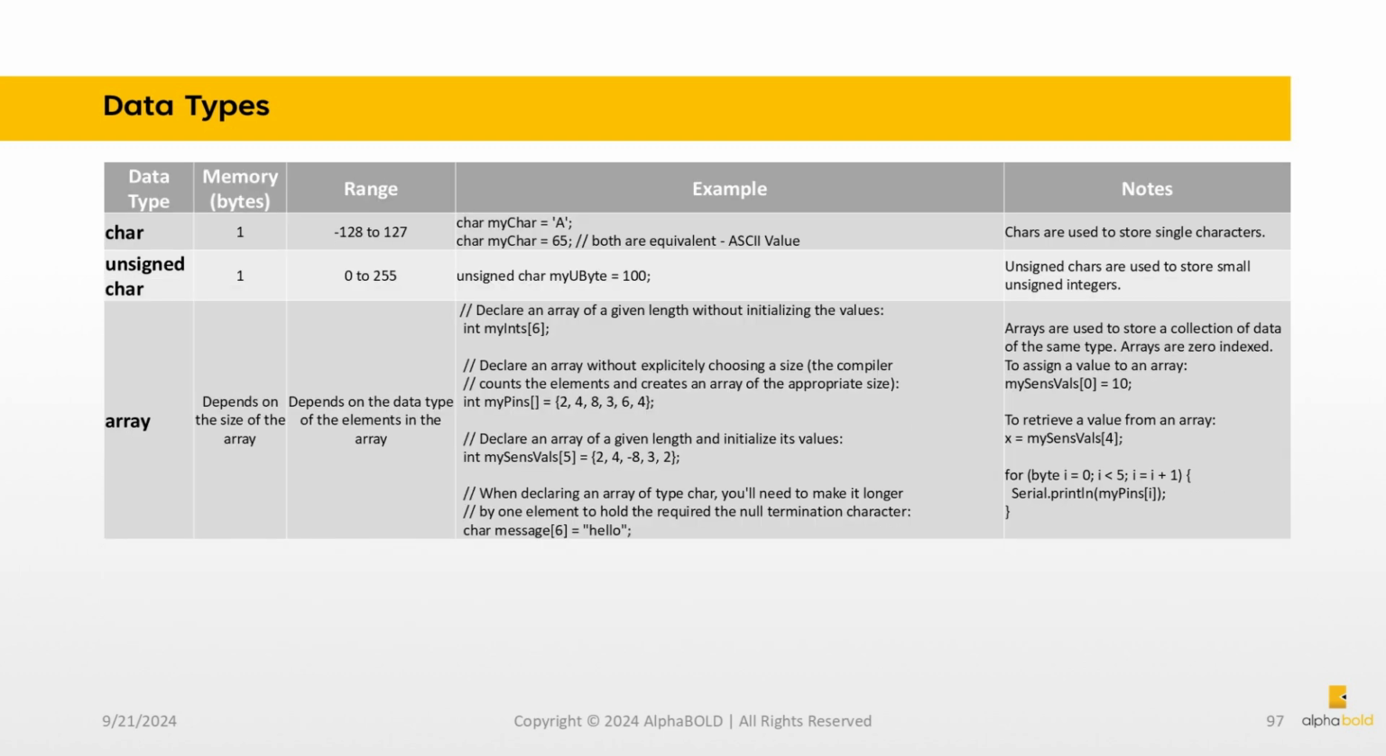Char is a data type that stores a single character, represented by a numerical value, often using the ASCII standard. Unsigned char is a variation that stores only positive values. Array is a collection of elements of the same data type, accessed using an index starting from 0. Arrays can be declared with a fixed size or dynamically resized. When working with char arrays, remember to include an extra space for the null terminator, \0, to properly store strings. These data types are fundamental for handling text, storing collections of data, and working with various data structures.